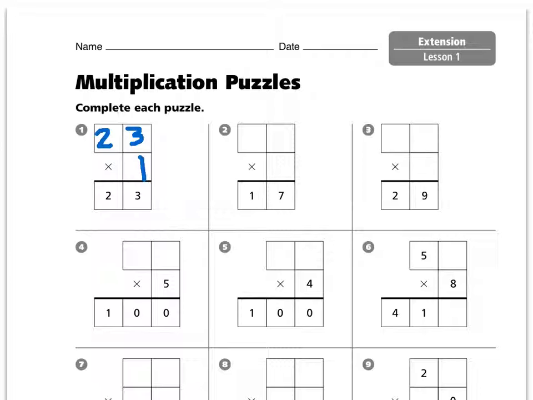Number 2, 17 is also a prime number, so only 17 times 1 will equal 17. Number 3, same thing, 29 times 1 will equal 29.